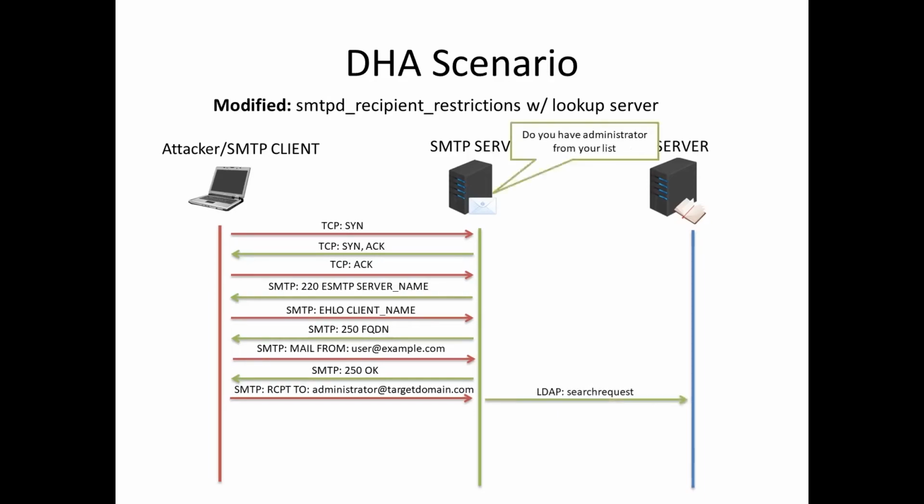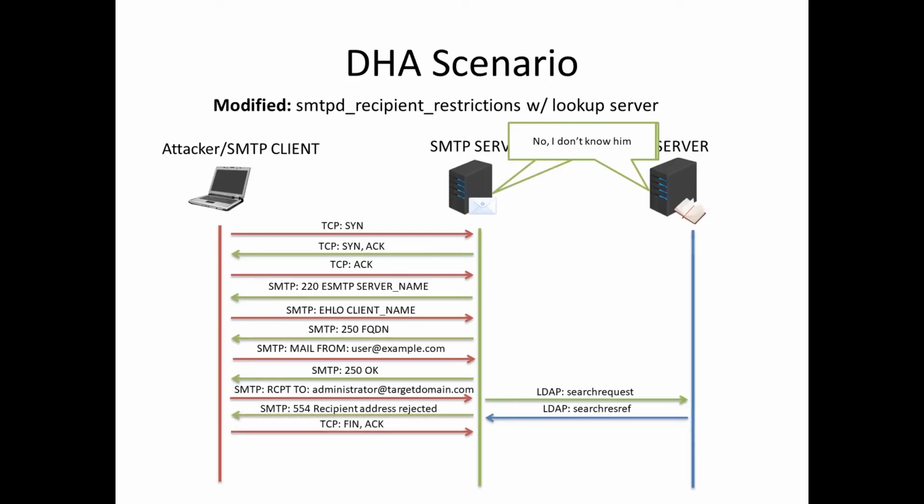When the server receives this command, it will tap the holder of the lookup table via an LDAP search request. It's like saying, is administrator@targetdomain.com listed? Then the lookup server could respond, yes, I know him, or in this example, let's say I don't know him. By that time, the SMTP server will get back to the attacker saying 554 recipient address rejected. Then the attacker will terminate the session again. This cycle will repeat until all email addresses on the initial list are queried, completing the attack. But this time, the attacker can have two different responses, making it a successful DHA attack.